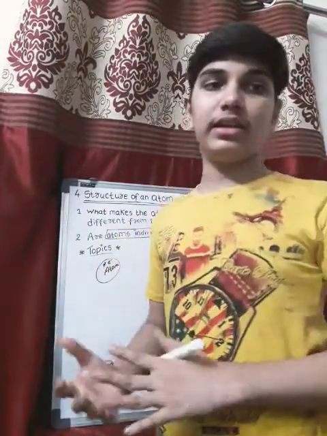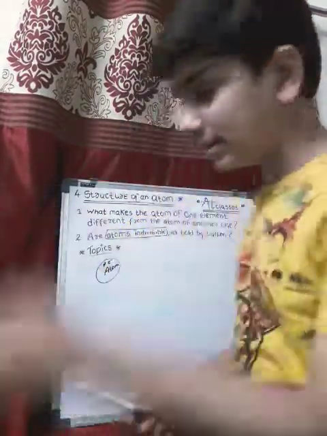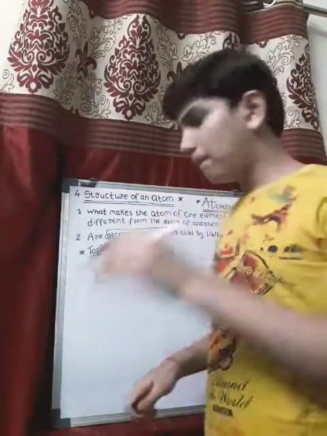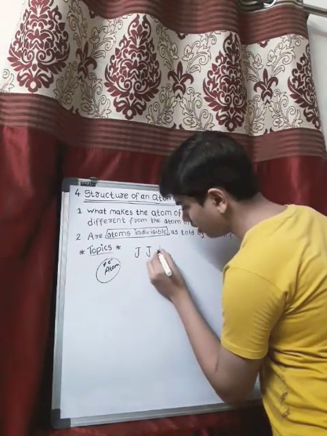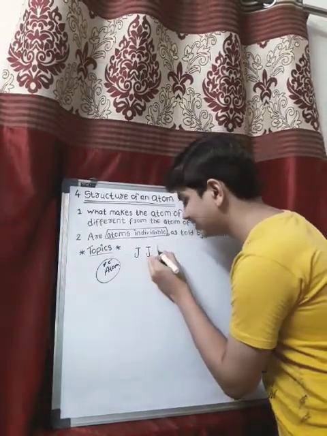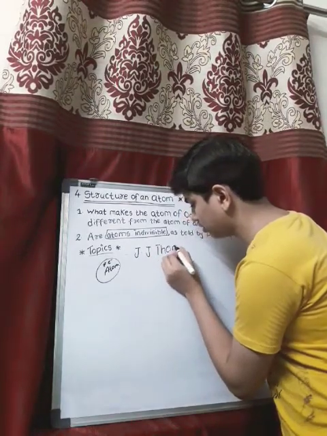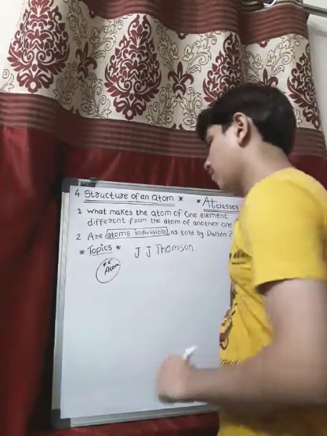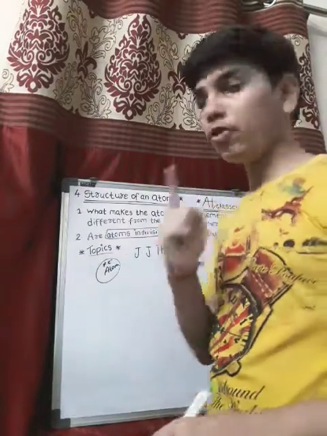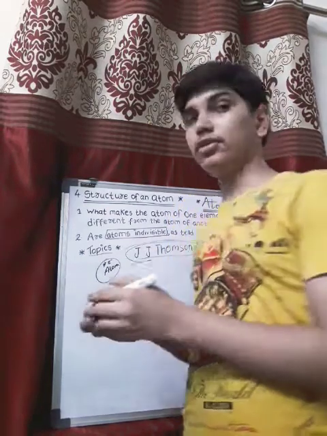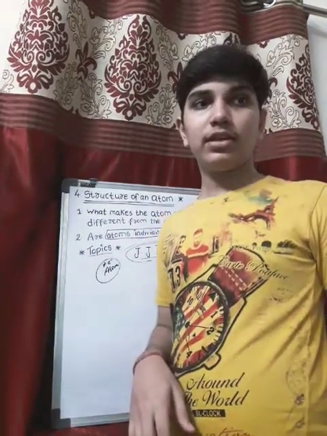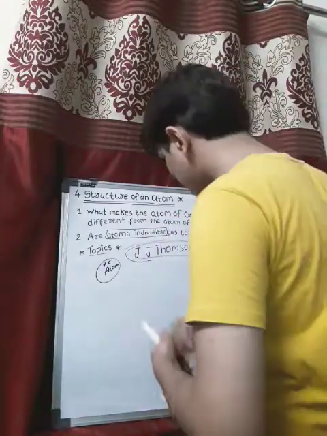Now for explaining this, many scientists proposed various atomic theories, but J.J. Thomson was the first man to propose the model of an atom. According to him, how was an atom? Now let's see.